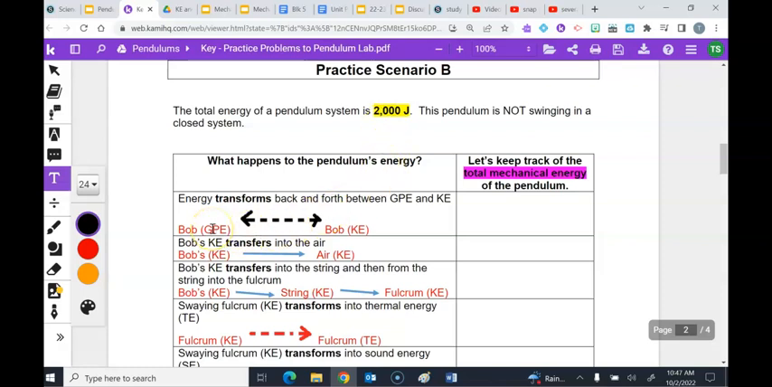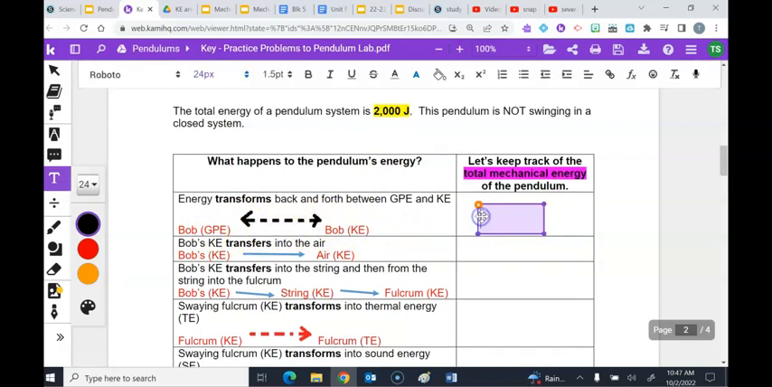Remember, we said that a lot of the energy stays in the pendulum and it just flips back and forth between GPE and KE. So let's say that that is 1,000 joules of energy just stays in the pendulum, just flipping back and forth, transforming back and forth between GPE and KE. Ladies and gentlemen, this is why it took so long for your pendulum to come to rest, because the system actually kept its energy, and the energy was a little stubborn and it stayed within the pendulum system.